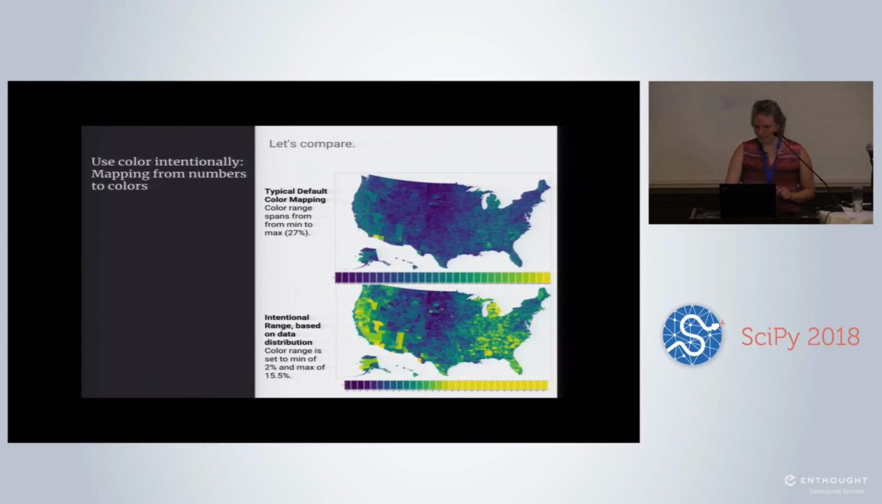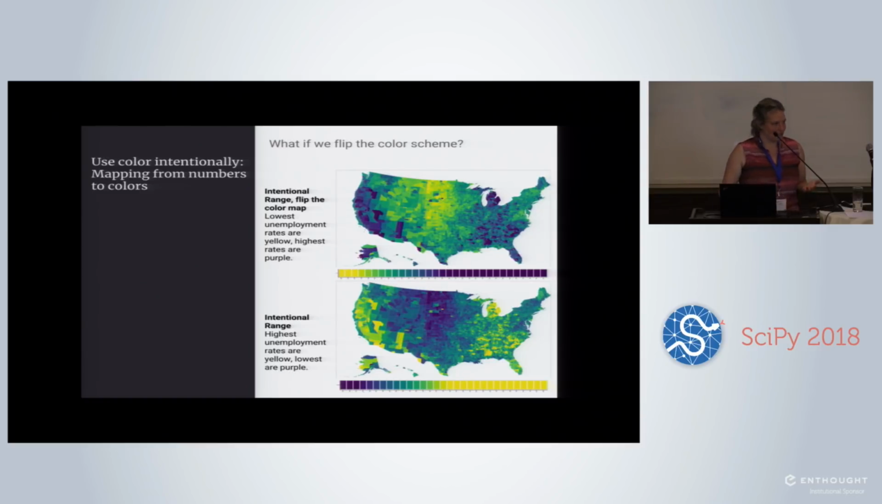But why stop there? What if we flip the color scheme? So I'm picking on Viridis a little bit today. Viridis is designed to be perceptually even. And perceptually it is. You can tell the difference between the blues and the purples. You can tell the difference between the yellows and the greens. But I don't think it's attentively even. I think you notice different things in the top chart and the bottom chart.